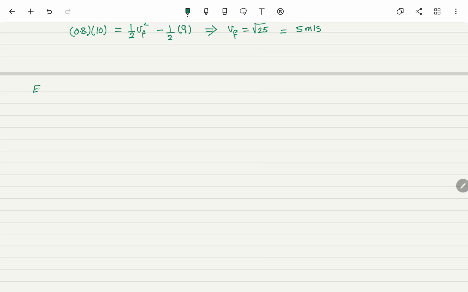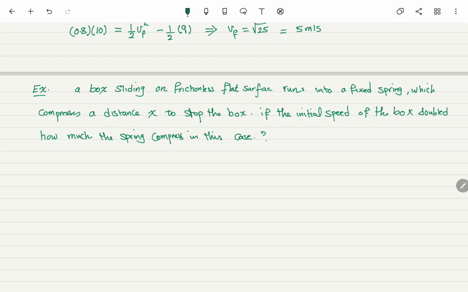Example: a box sliding on a frictionless flat surface runs into a fixed spring, which compresses a distance x to stop the box. If the initial speed of the box is doubled, how much does the spring compress in this case?